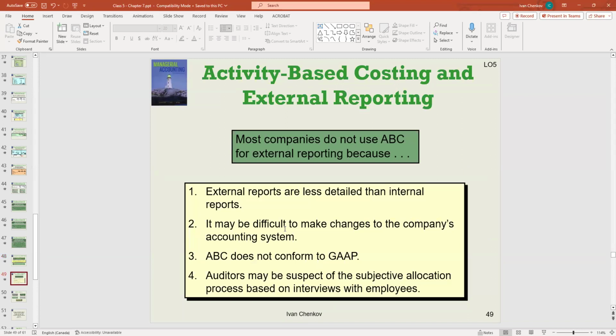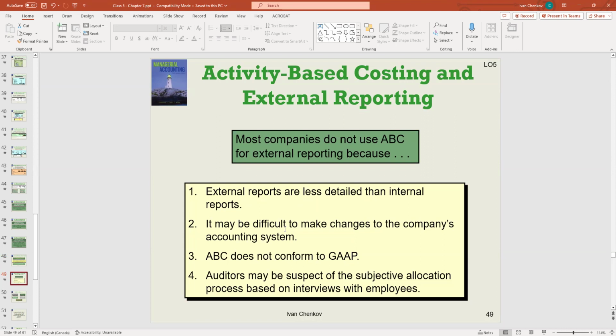Now, what are we going to do with this activity-based costing? Well, most companies are not using it. Why? Well, external reports are less detailed. I don't need those crazy internal reports. What do I need them for? My users are shareholders, who are owners of the company, which happen to work in the company. Why do I need these management reports? I told you in the very beginning, managerial accounting is not mandatory. So whatever we learn in this course, you can throw it in the garbage. It's useless. You don't have to do it.